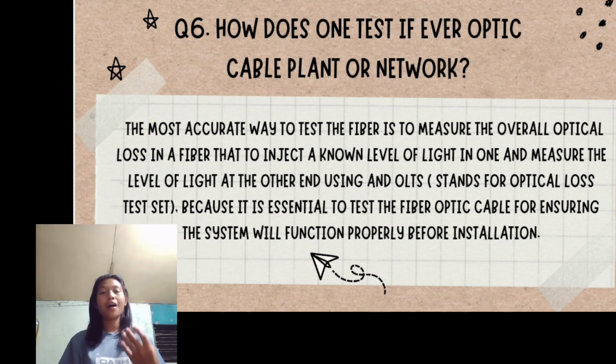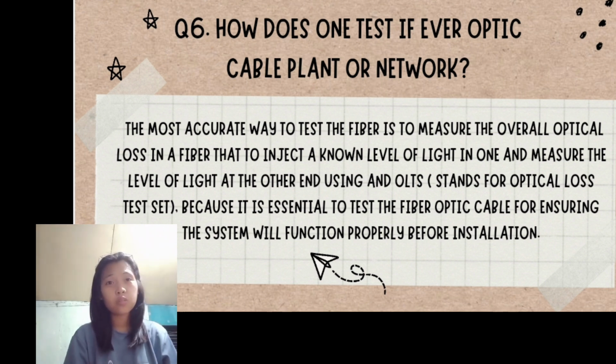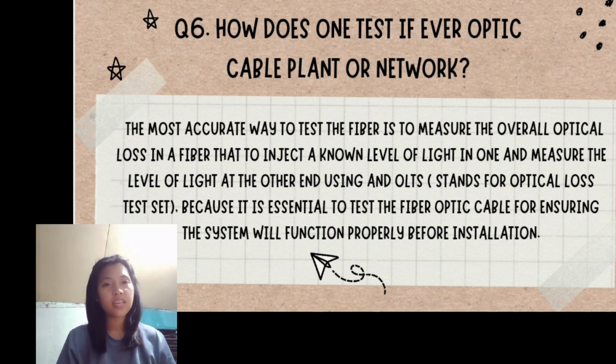Question number 6. So, how does one test a fiber optic cable plant or network? The most accurate way to test the fiber is to measure the overall optical loss in the fiber, that is to inject and know the level of the light in one end, and measure the level of the light in the other end using OLTS. So, OLTS stands for Optical Loss Test Set, because it is essential to test the fiber optic cable for ensuring the system will function properly before any installation.